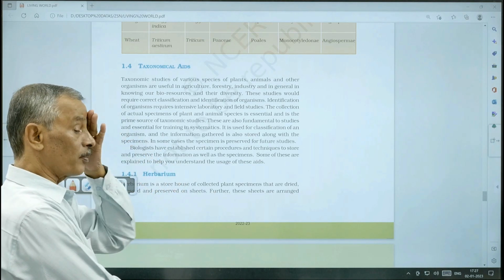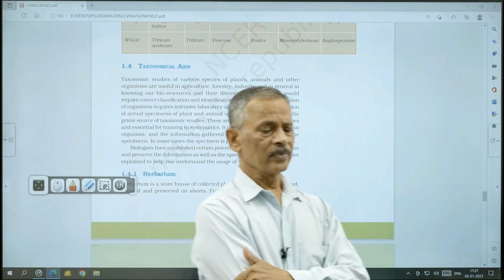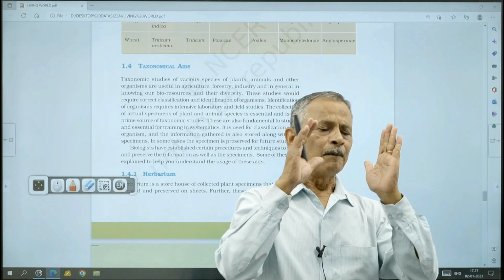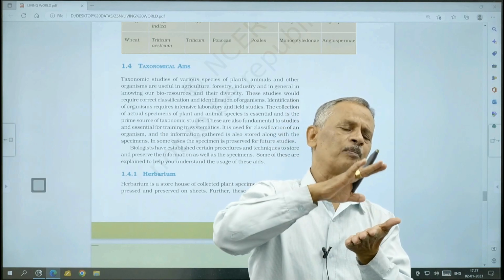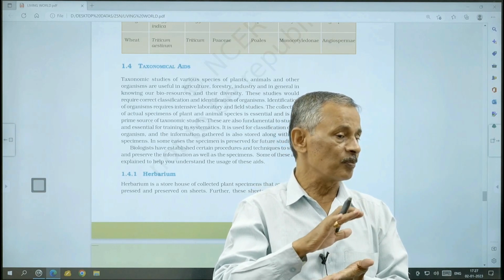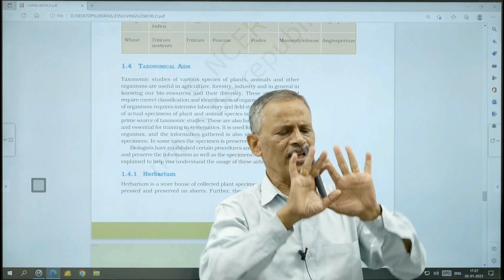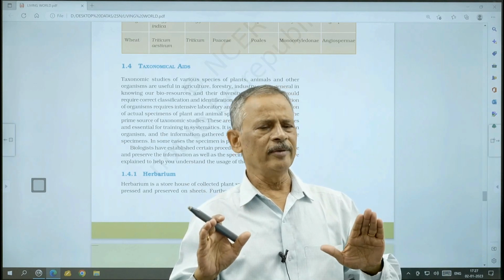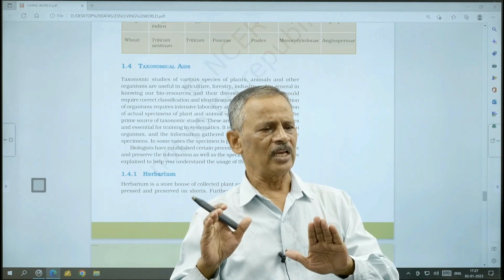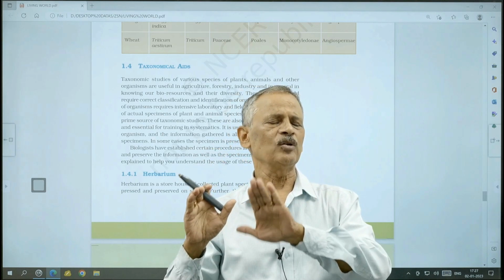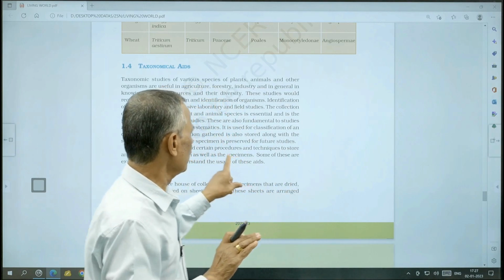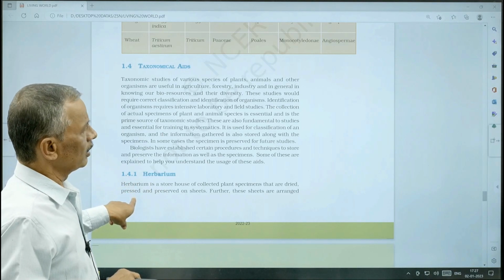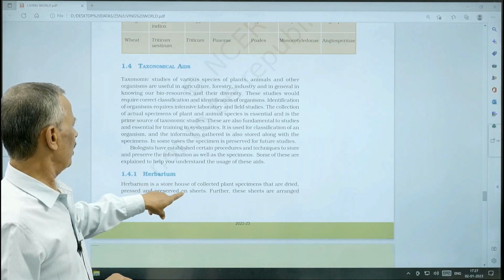For example, herbarium. Herbarium is a quick reference system. It contains plant parts which are all dried and preserved, only plant materials, containing information on that plant: its common name, its local name, its scientific name, area of collection, date of collection, who the collector is, etc. All such information will be there. And these specimens are dried, pressed and preserved on sheets.